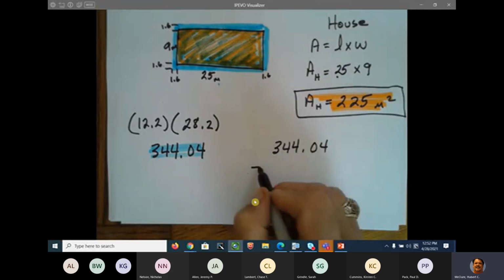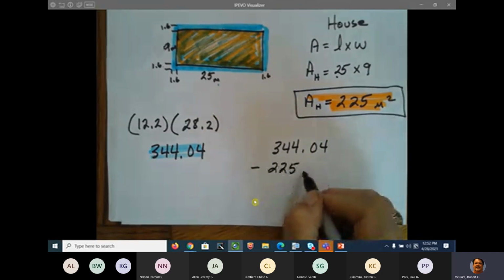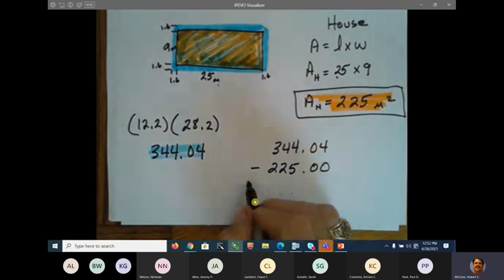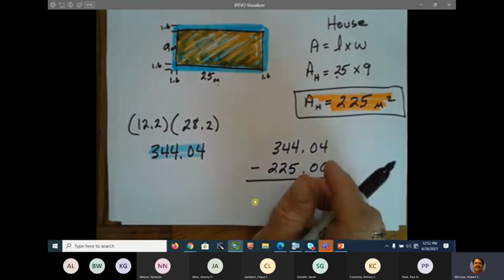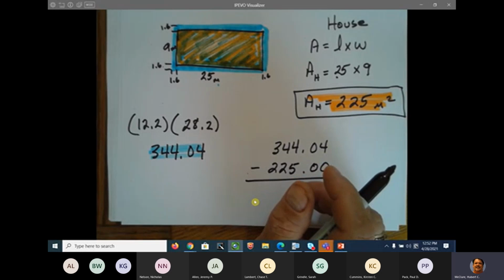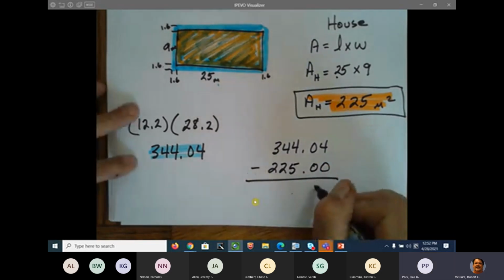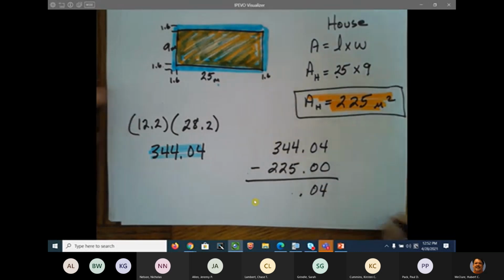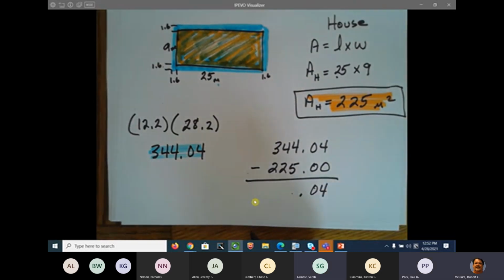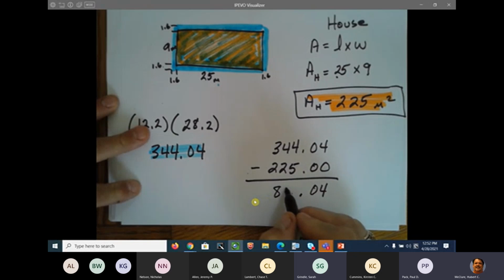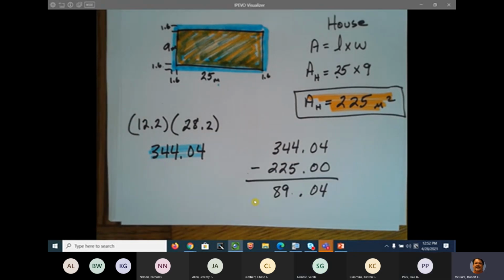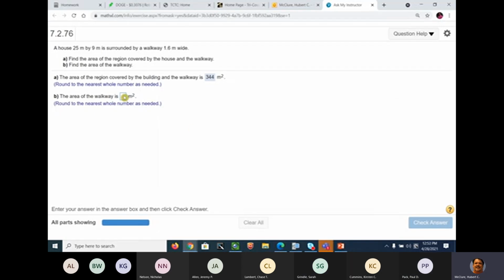344.04 subtract 225.00. 89.04. What do you get? 89.04. Good job. If that's correct, we'll check and see. 89.04.